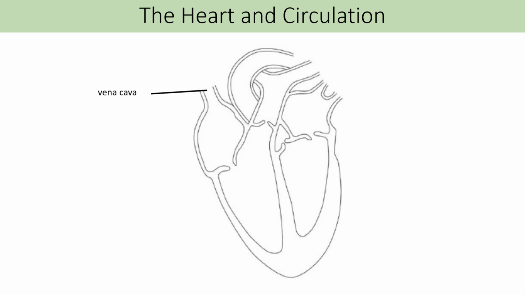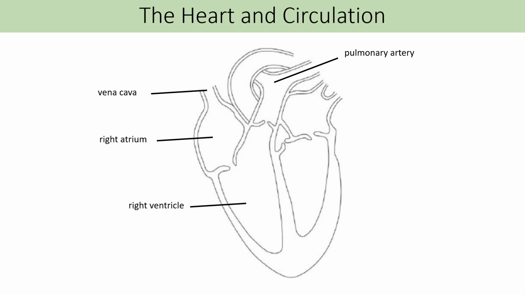And this blood enters our heart through the vena cava and goes into our first chamber. This is called the right atrium. This is the chamber at the top on this side. We call it the right side. The blood then gets squeezed from the right atrium into the right ventricle. This is our second chamber of the heart that's important. The blood is then pumped out of this right ventricle and goes through the pulmonary artery.